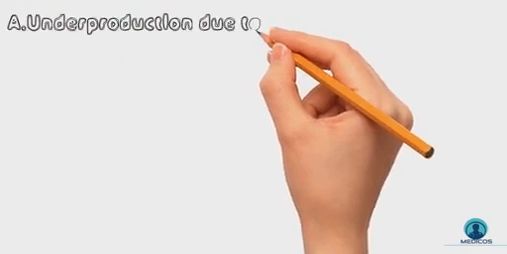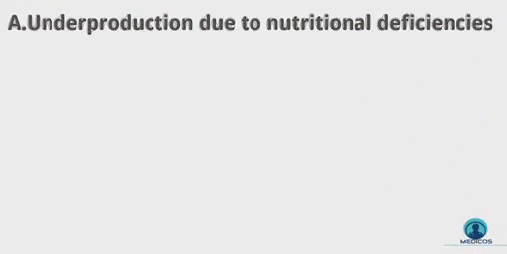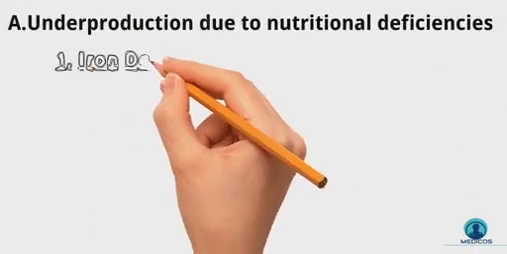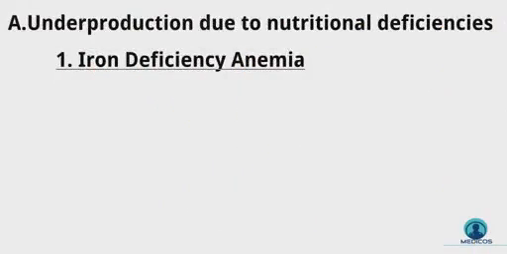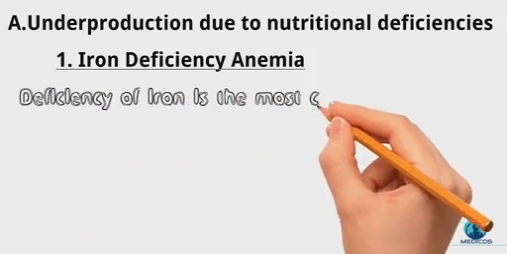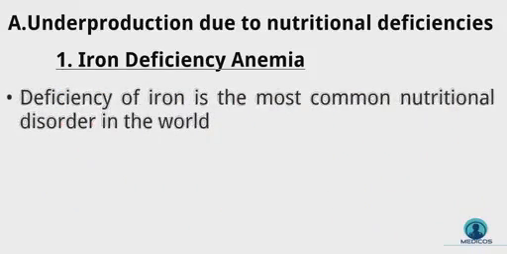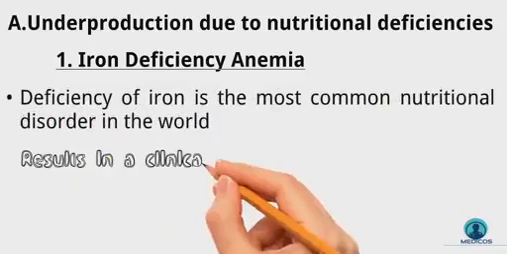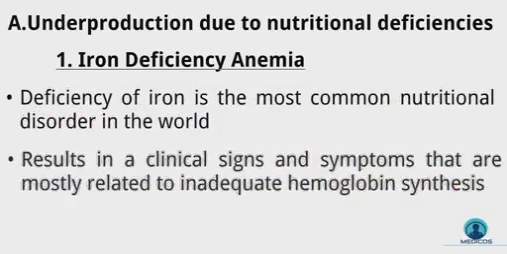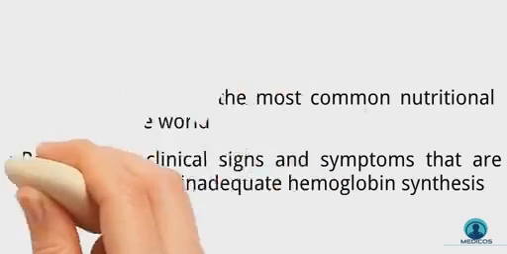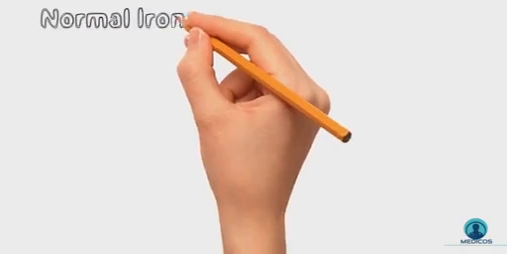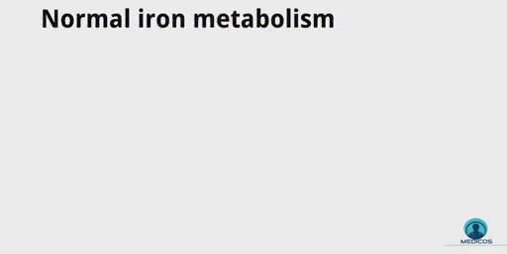In this video we discuss the first class: anemia caused by nutritional deficiencies, specifically iron deficiency anemia. Deficiency of iron is the most common nutritional disorder in the world and results in clinical signs and symptoms that are mostly related to inadequate hemoglobin synthesis. Before we start talking about the disorder, let's see what normal iron metabolism looks like.